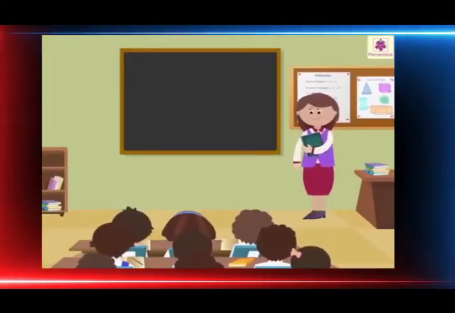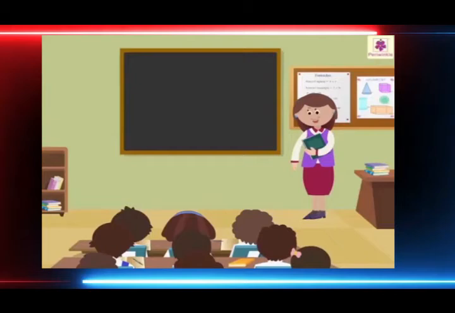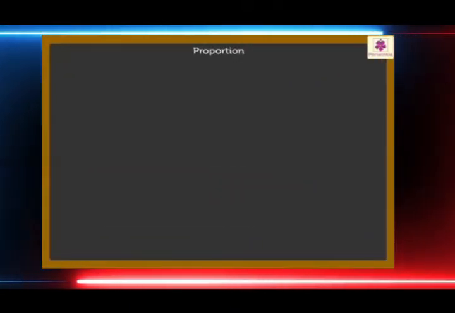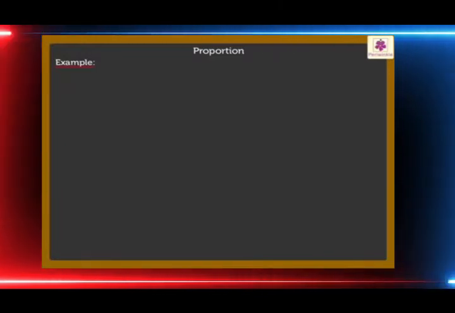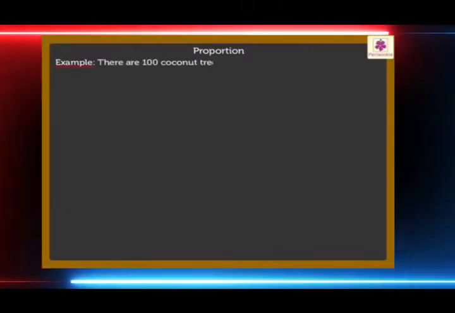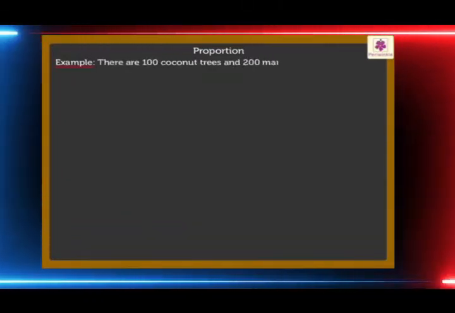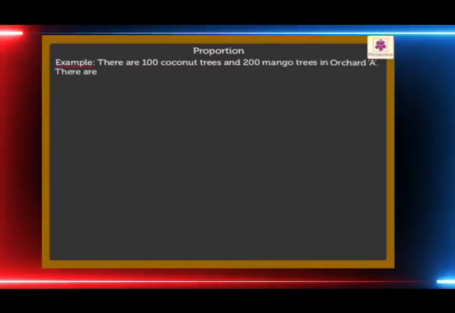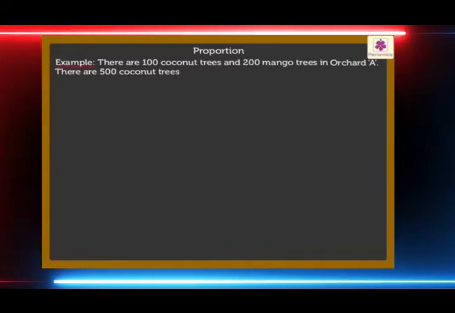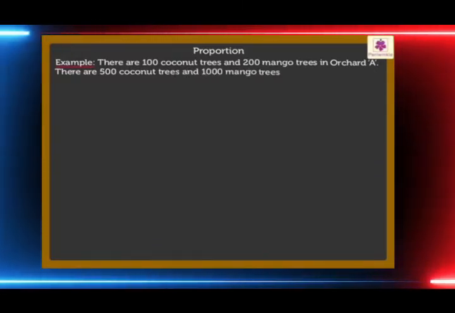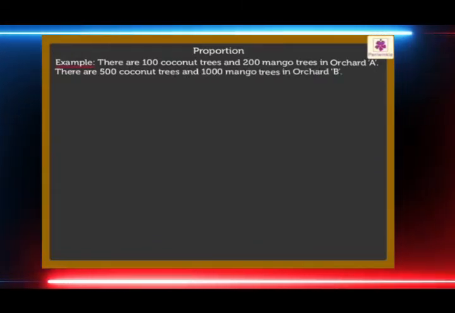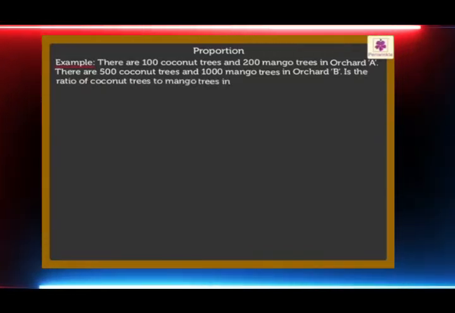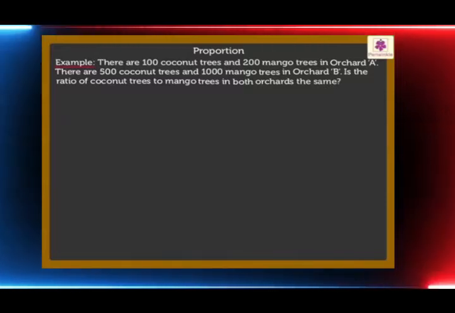Hello kids! Today, let's learn the concept of proportion. Let's look at an example. There are 100 coconut trees and 200 mango trees in orchard A. There are 500 coconut trees and 1000 mango trees in orchard B. Is the ratio of coconut trees to mango trees in both orchards the same?